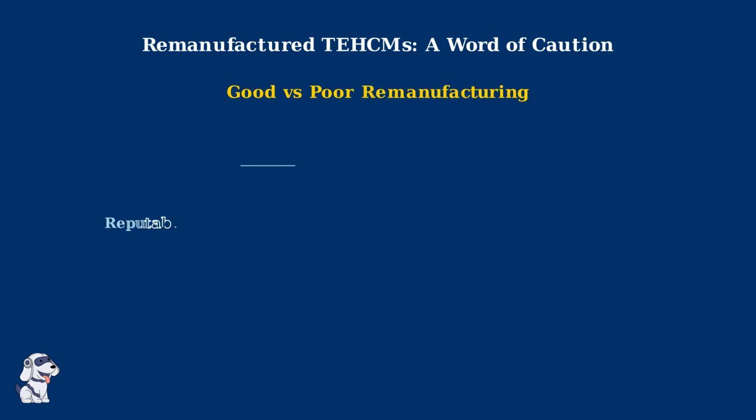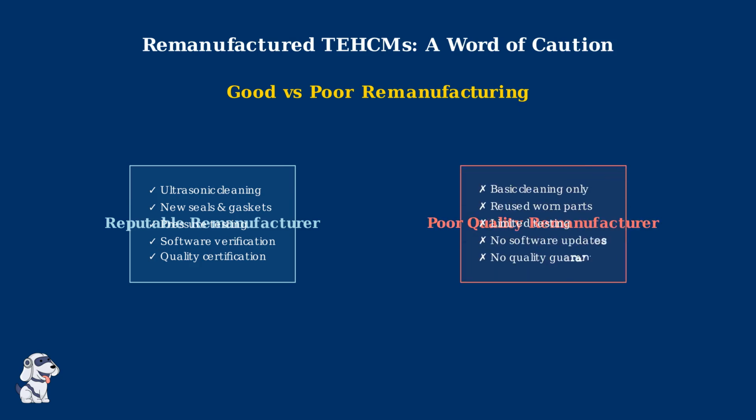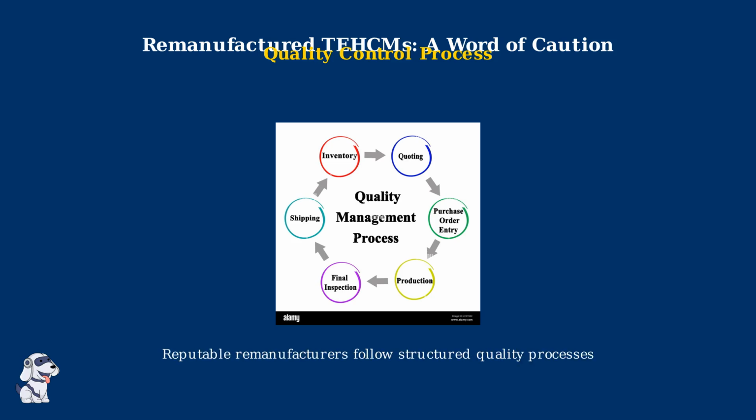The difference between good and poor remanufacturing is significant. Reputable remanufacturers use ultrasonic cleaning, install new seals and gaskets, perform comprehensive testing, verify software, and provide quality certification. In contrast, poor quality remanufacturers may only perform basic cleaning, reuse worn components, conduct limited testing, skip software updates, and offer no quality guarantees. Reputable remanufacturers follow structured quality management processes, similar to this diagram. Each step from inventory through final inspection ensures consistent quality and reliability.